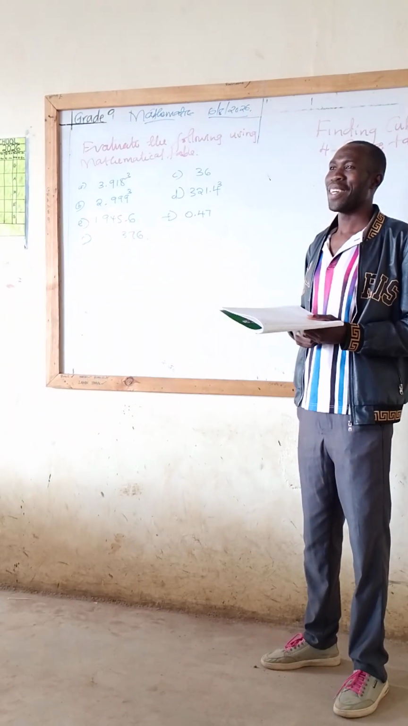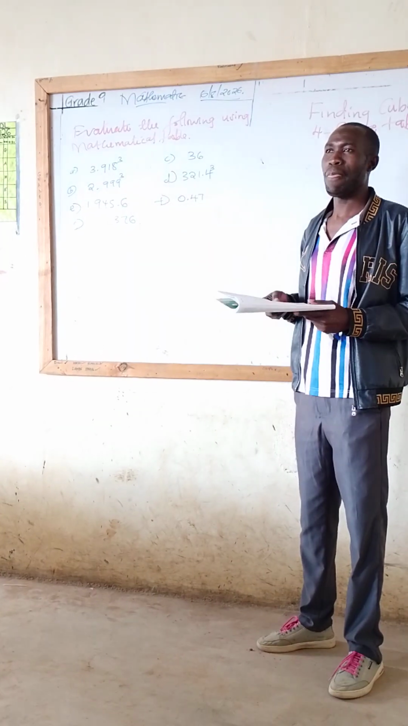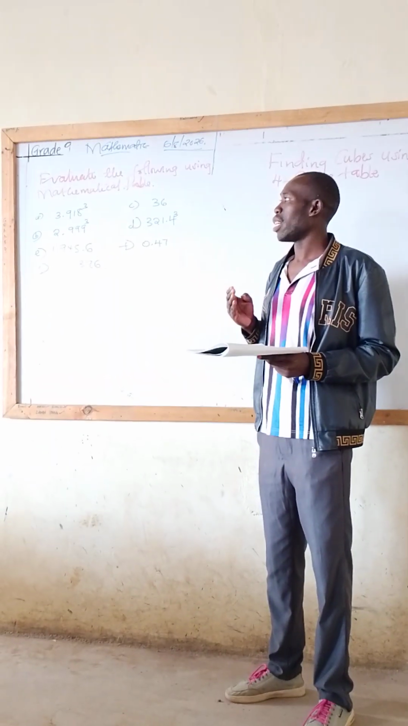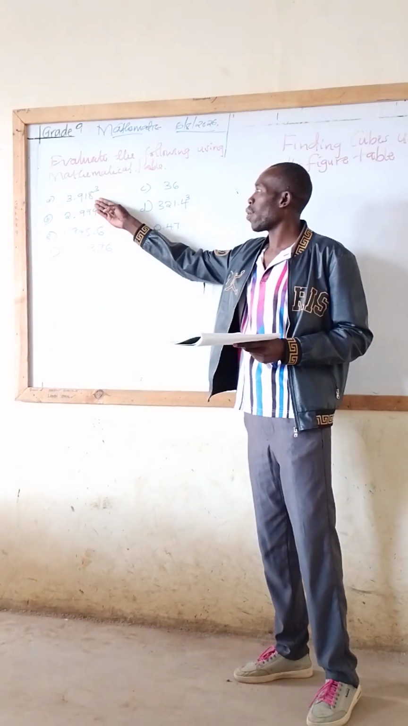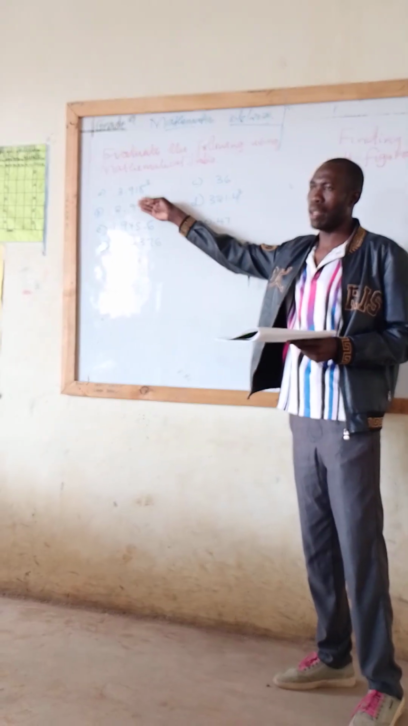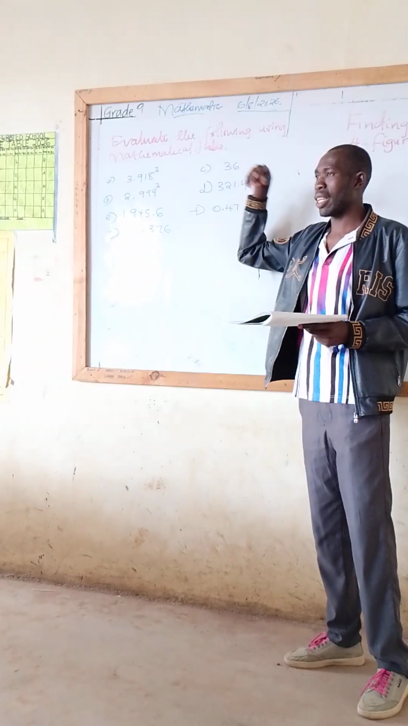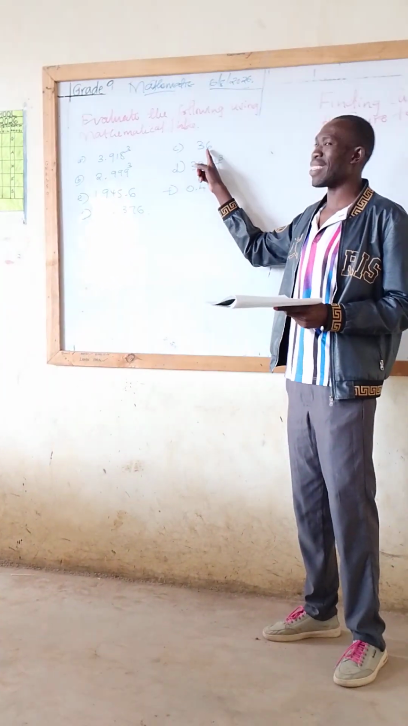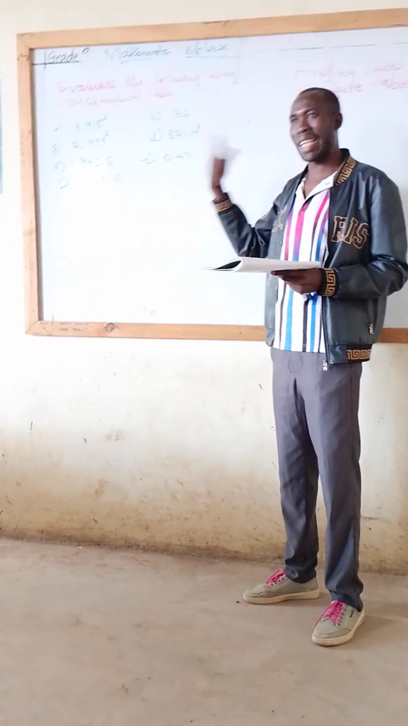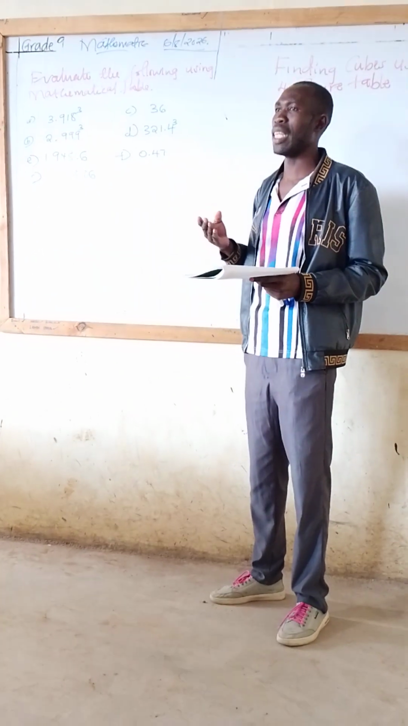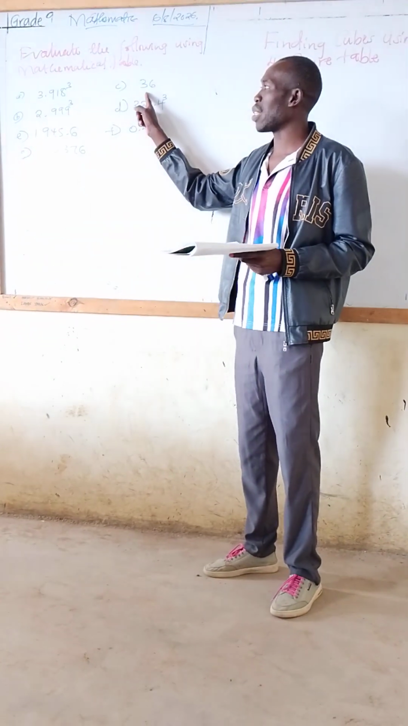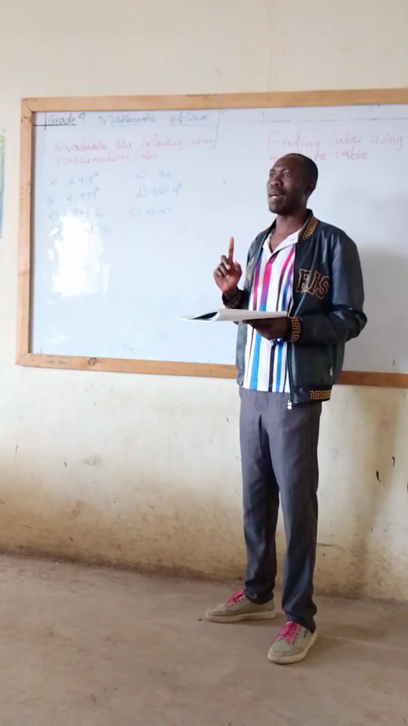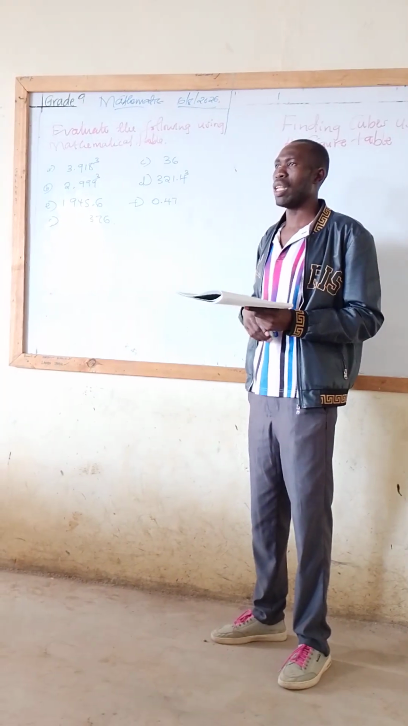What is standard form? Standard form is writing a number that is more than 1 but less than 10. So 3.918 is a number that is more than 1, but you can find that it is less than 10. You get that? Yes. But when you have 36, it is more than 10, at the same time it is more than 1. So we must change this one to a number that is less than 10 but more than 1. That is what we call the standard form.